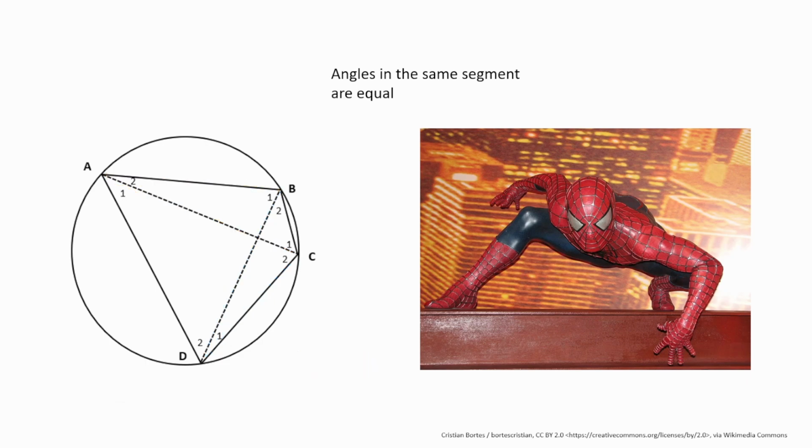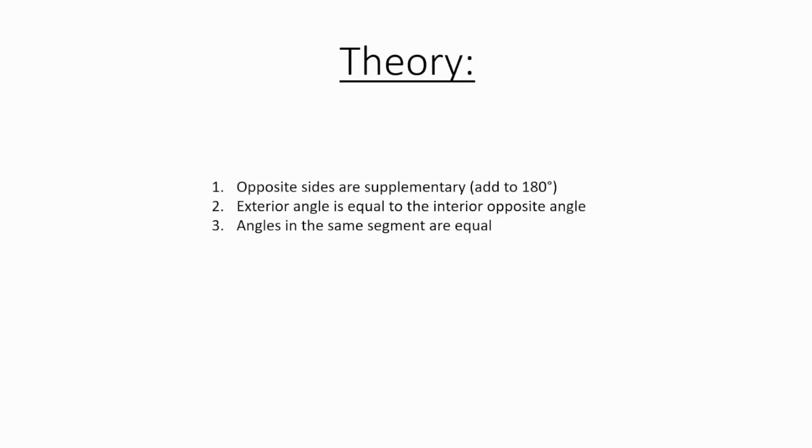Let's quickly review the three pieces of theory that we just learned for cyclic quads. Firstly, we have that opposite angles are supplementary. So remember, they're not equal, they add to 180. Then secondly, we have the exterior angle is equal to the interior opposite angle. So be very careful, opposite angle. And thirdly, we have that angles in the same segment are equal.